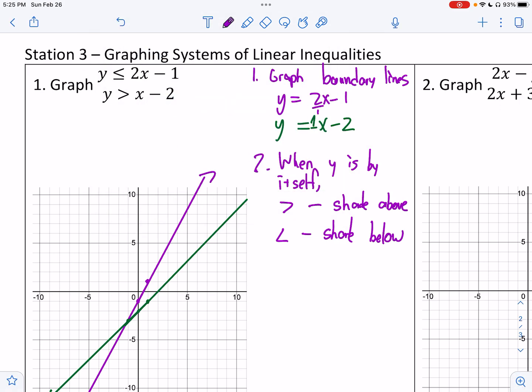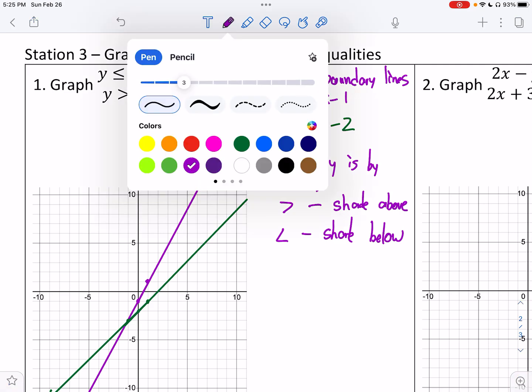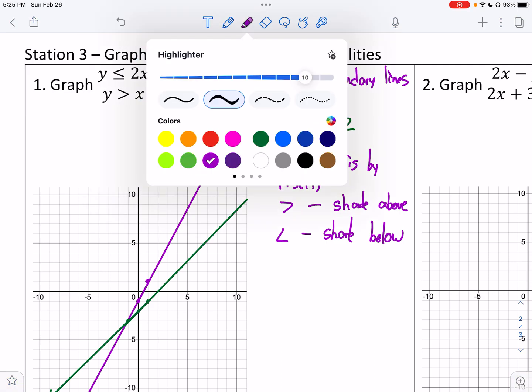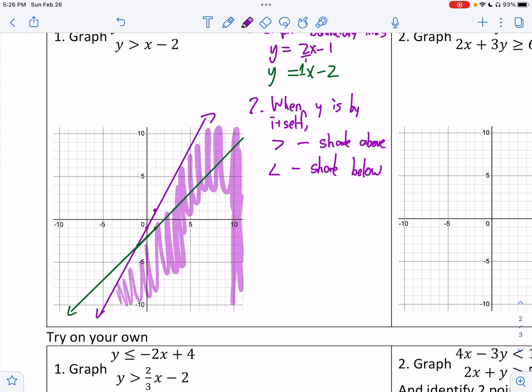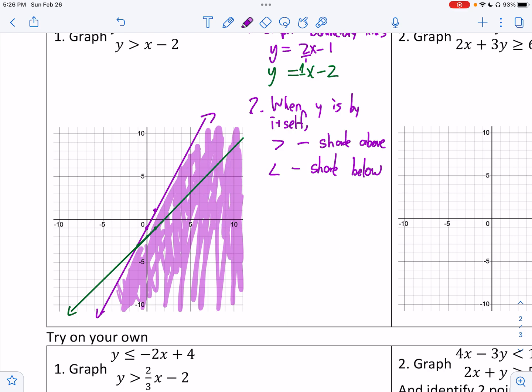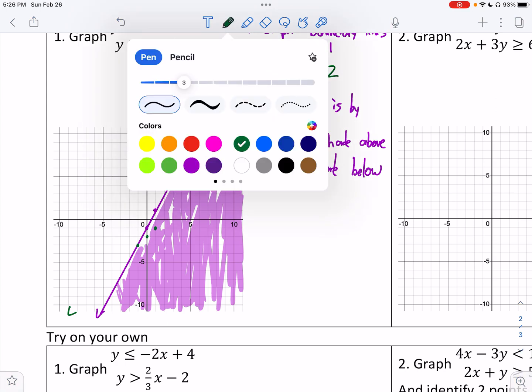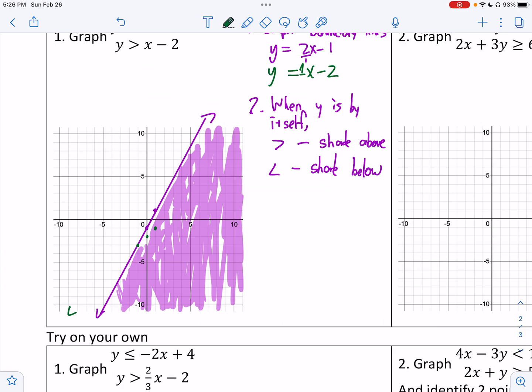So the first one says y is less than or equal to 2x minus 1. So I just shade the part below that, which would be here. The second line says y is greater than, but not equal to x minus 2. So I actually need to redraw this line. It's the same line, but it needs to be a dotted line because it's greater than, but not equal to.